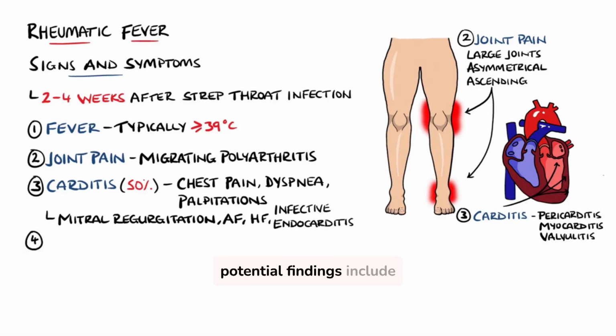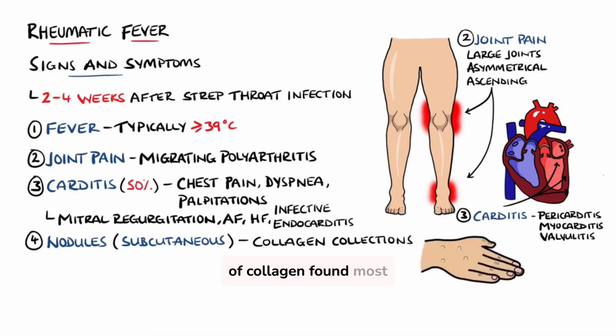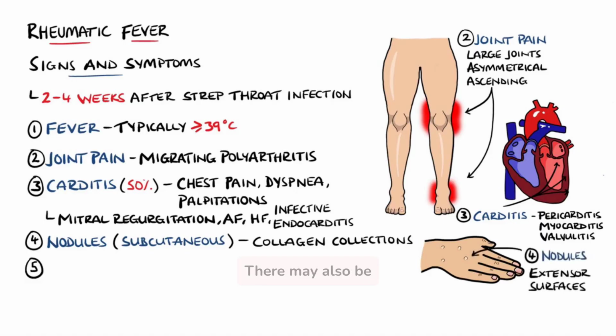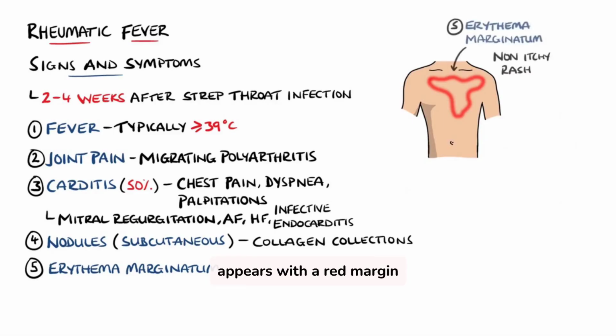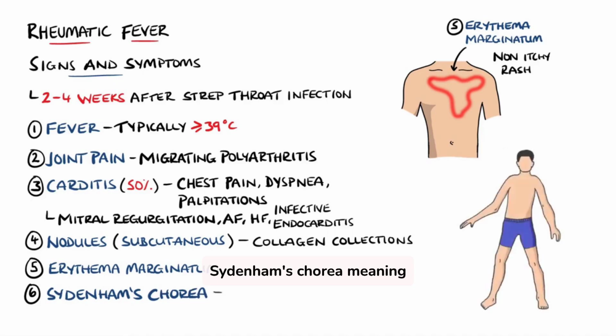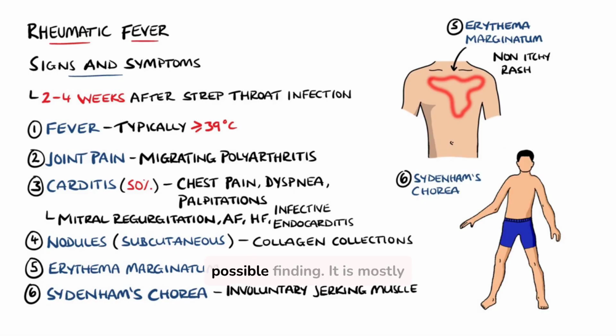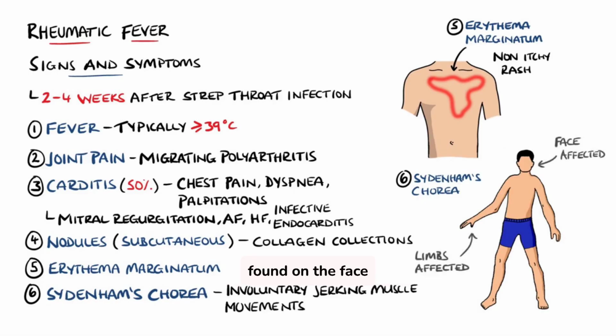Other potential findings include subcutaneous nodules, which are collections of collagen, found most commonly on the extensor surfaces on the hands, wrists, elbows, and knees. There may also be a non-itchy rash known as erythema marginatum. This appears with a red margin and a clear centre. Sydenham's chorea, meaning uncoordinated, involuntary, jerky muscle movements, are a possible finding. It is found mostly on the face, but can be seen in all 4 limbs.